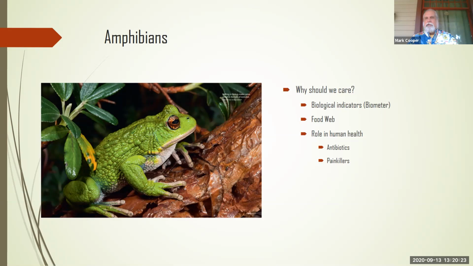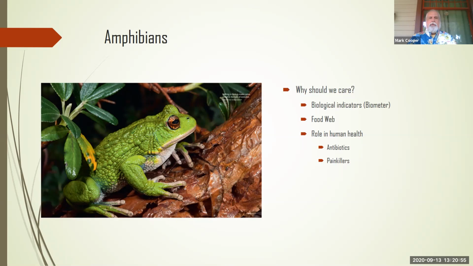We're talking frogs, which is the most common one people know, but salamanders, things like this. And we call these guys biological indicators or biometers. We're going to also talk about food webs and then the role in human health, antibiotics and painkillers. So amphibians are this group of organisms that unfortunately are disappearing drastically, but they could be a huge benefit for us in medicines and things like that.